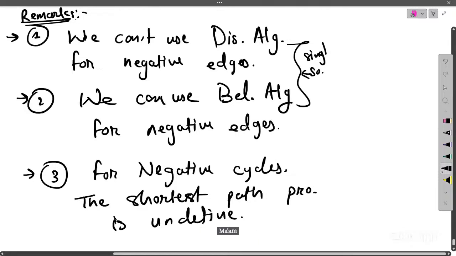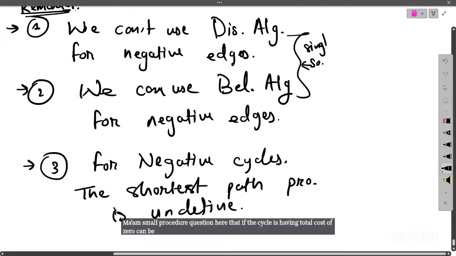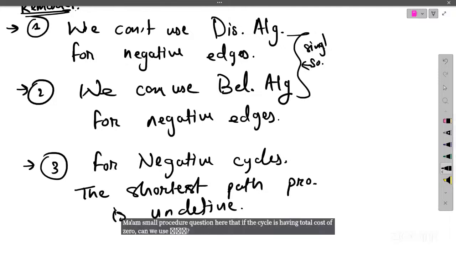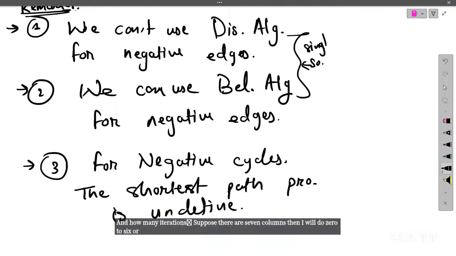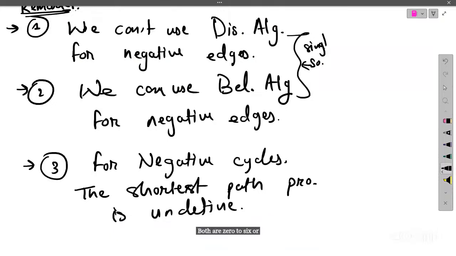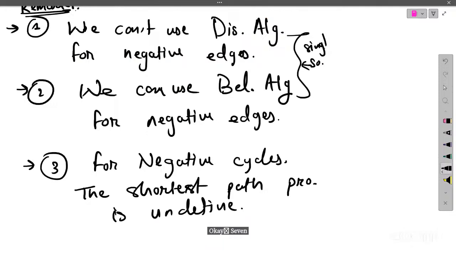The question here is, if the cycle has a total cost of 0, can we use Bellman-Ford or not? Zero is not a negative cost, right? Negative means -1, -2, something like that. Then you can use Bellman-Ford. And how many iterations? Suppose there are 7 columns, then I will do 0 to 6 or 1 to 7. Both are the same. Ultimately, the iterations should be 7. Seven columns means 7 iterations, right?